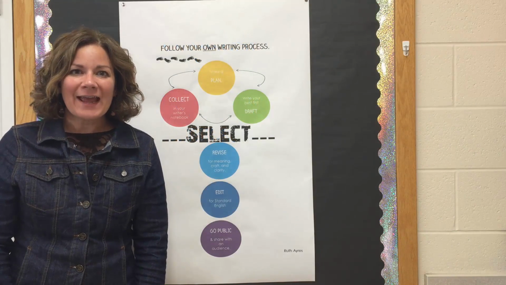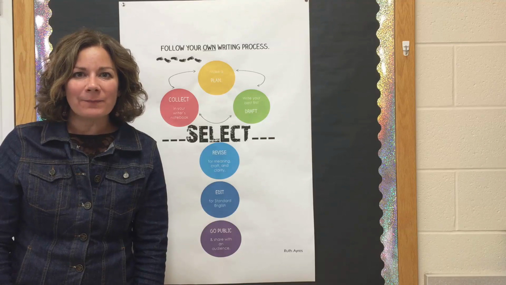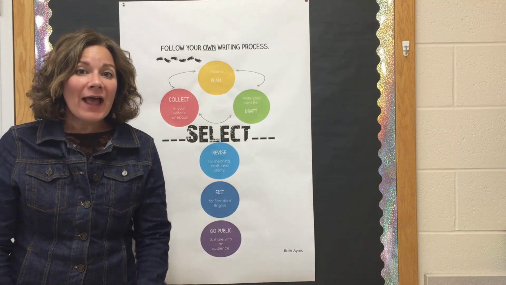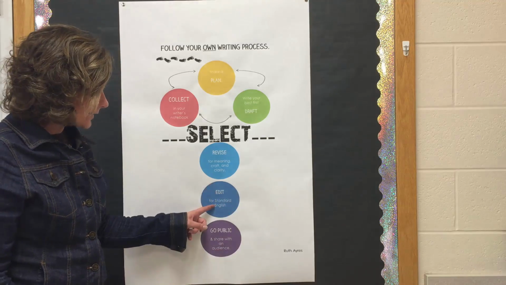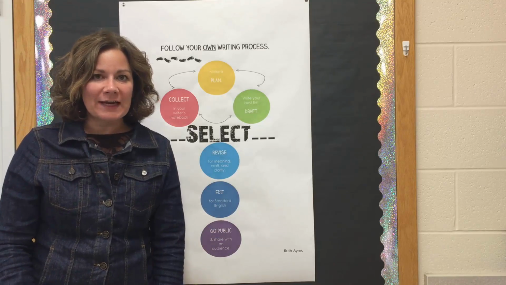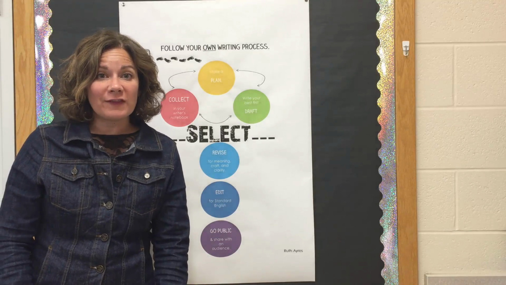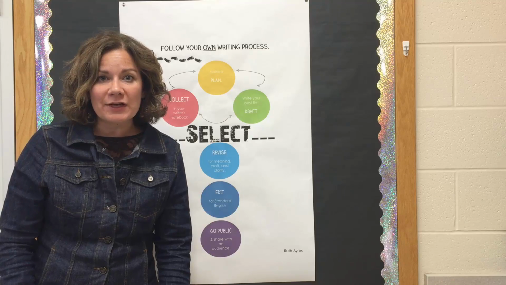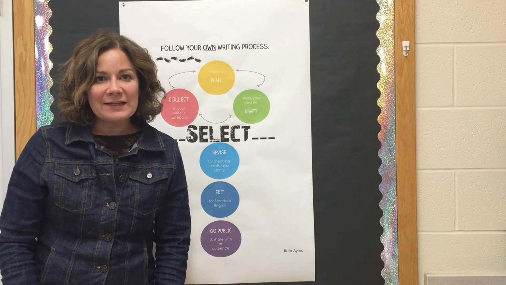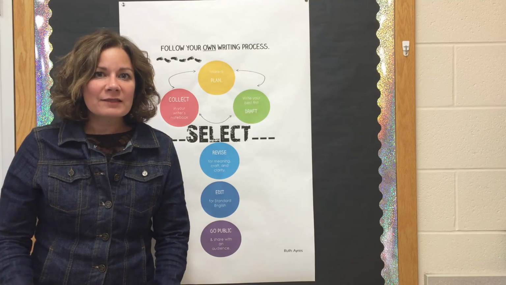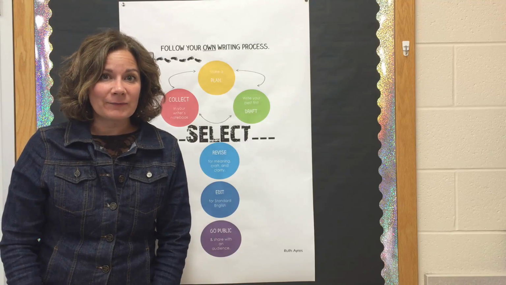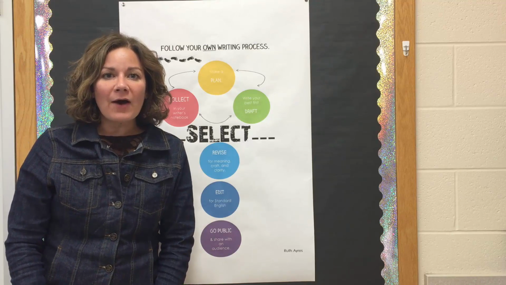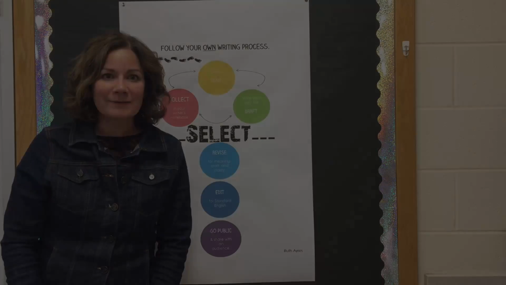Writers! Today I'd like to talk a little bit about peer editing. Now, editing is the part of the writing process where we check for standard English. We're looking for things like capitalization, spelling, ending punctuation, the conventions of writing. Let's talk a little bit about how to edit with a friend.